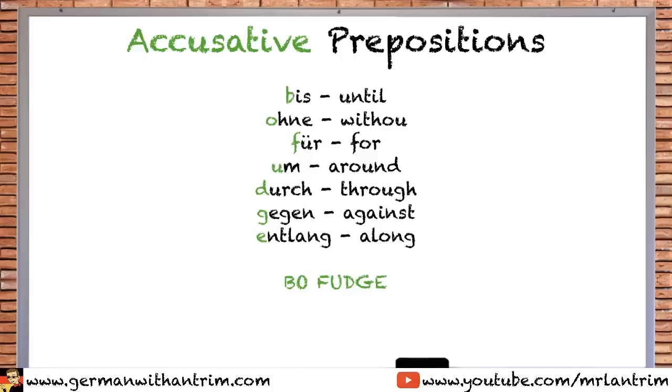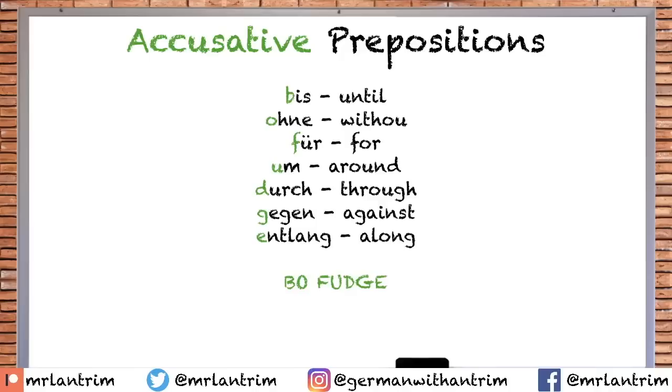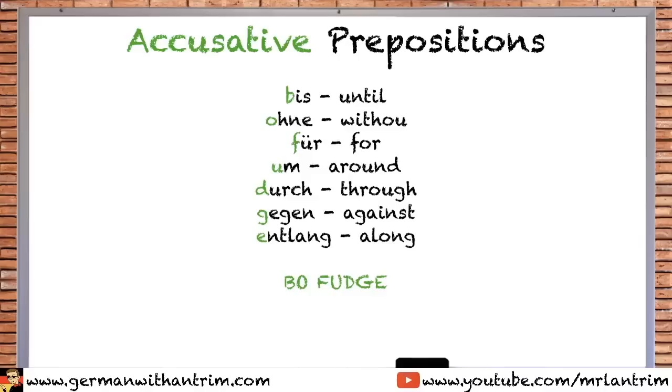Most textbooks don't even bother talking about bis and entlang. In fact, my textbook that I use to teach every day does not use bis and entlang at all. Never mentions that they're accusative. And so instead we usually use FUDOG as our mnemonic device. F-U-D-O-G, FUDOG. But that's a different one. Anyway, B-O fudge is what we're using today.